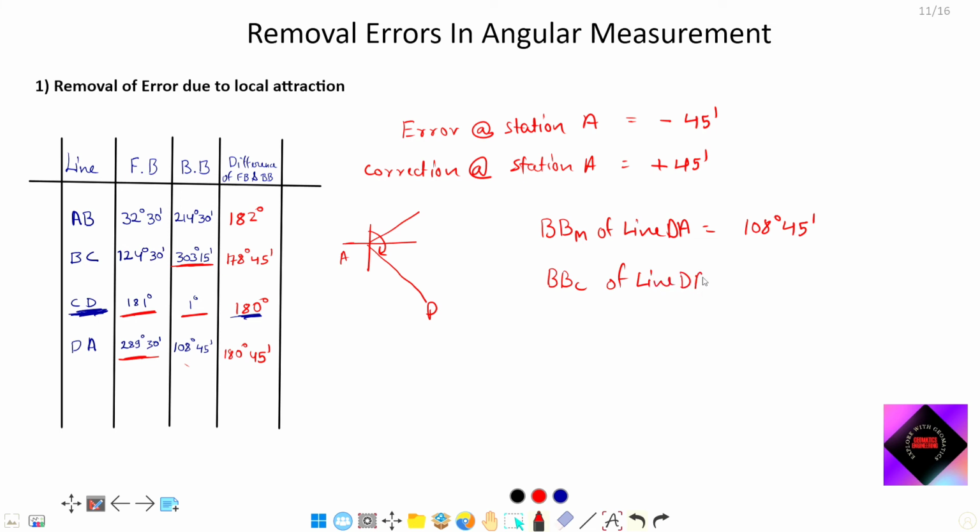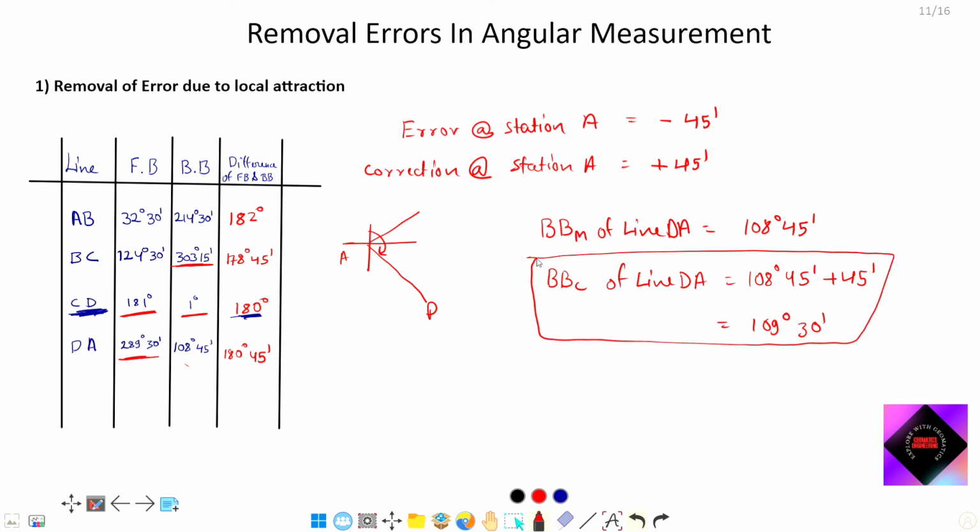Line DA: 108 degree 45 minutes plus 45 minutes. So we will get 109 degree 30 minutes. So we got all the readings corrected here. We got the back bearing of line DA.